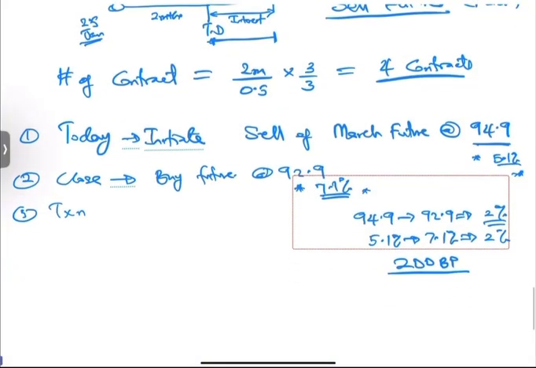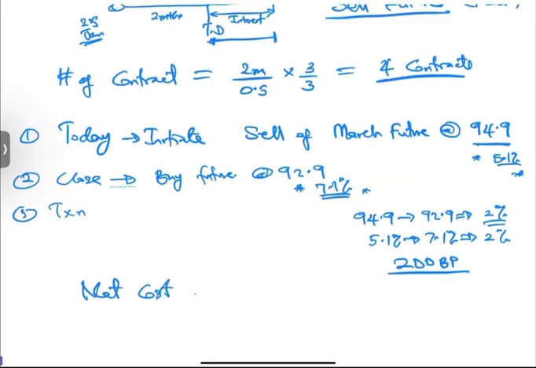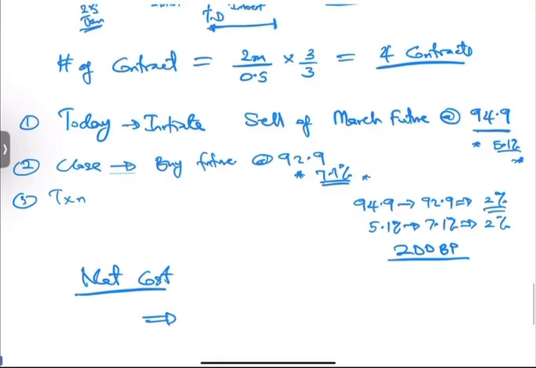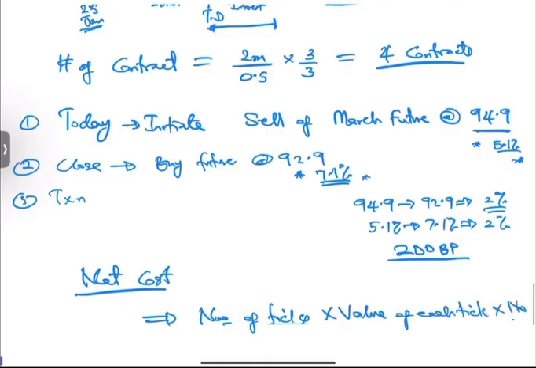So which means if you want to get your net profit or loss or net cost or whatever you have, if you go back to that formula where we get the number of ticks multiplied by the value of one tick times the number of contracts.